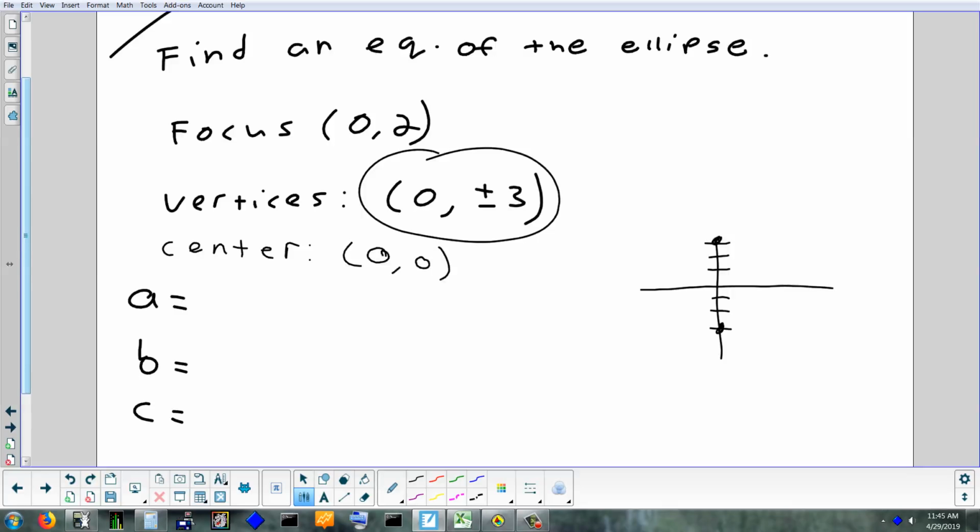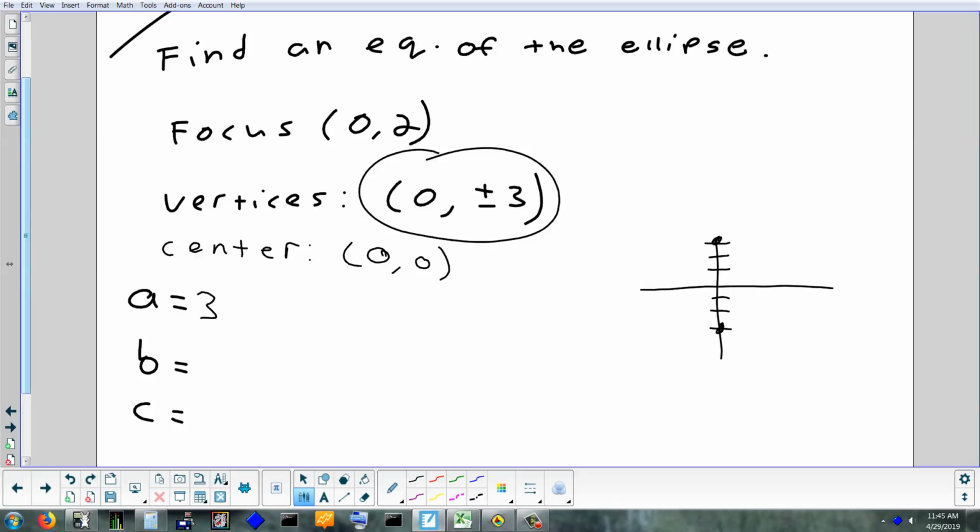Okay. So now, what would A come out to? Distance from the center to the vertex. 3. Yep. B, you usually never have enough information to find B, unless they give you a sketch. But C, you got enough information for that.